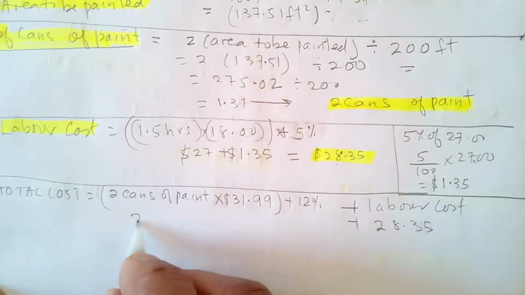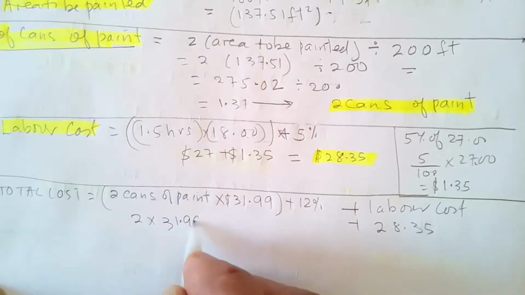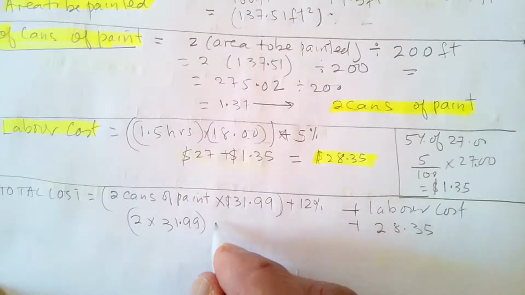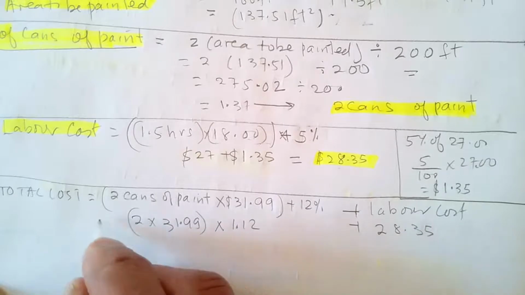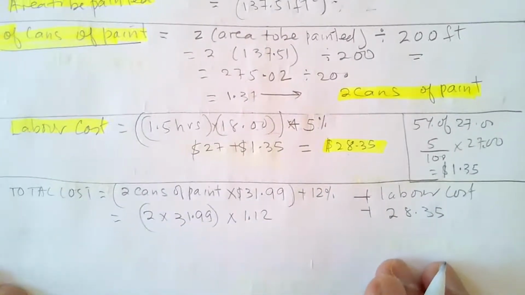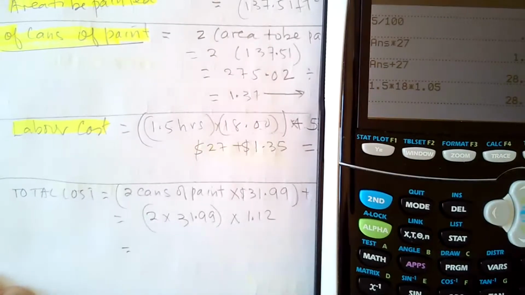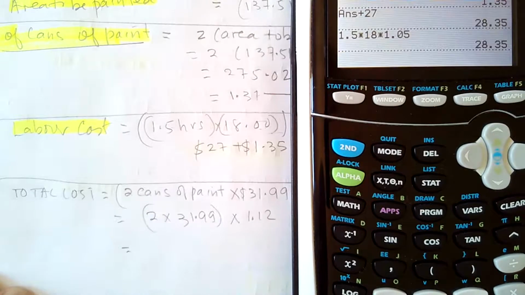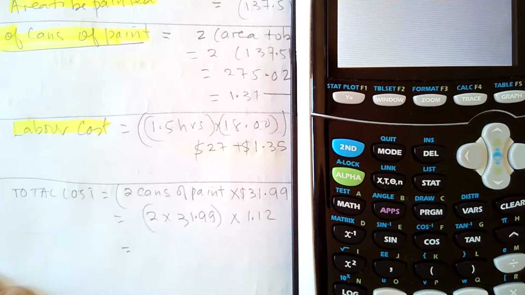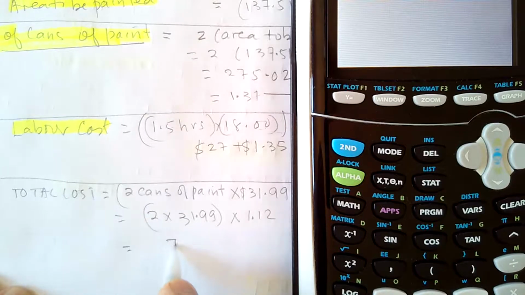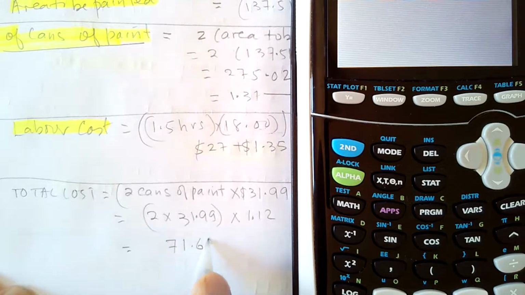The 2 cans of paint will be 2 multiplied by $31.99. I'll do the shortcut here, multiplied by 1.12, which works out to be, what would that be? Let's get our calculator out. Don't be afraid to try to calculate it. So 2 times $31.99 times your taxes now gives $71.66.